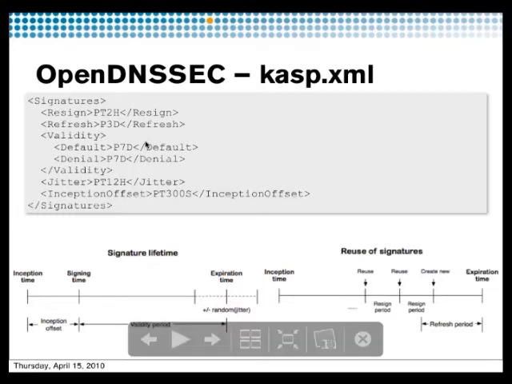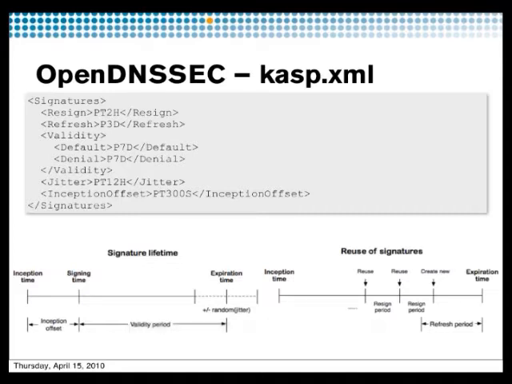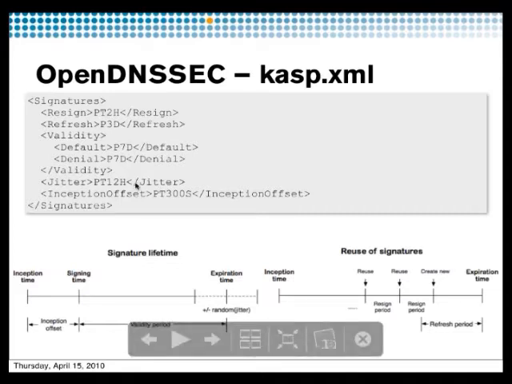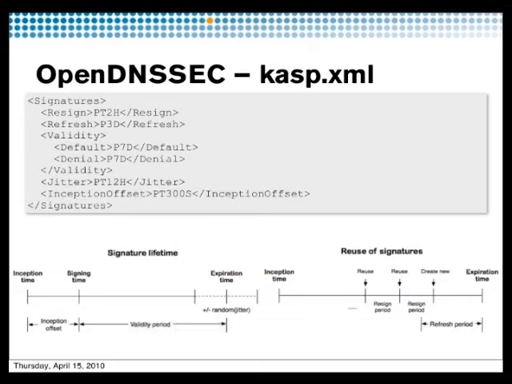But you probably will have the same dates on this. So then you have that validity period, which is what you see down here. But you can also add something that's called jitter. And jitter is something that you can use if you want to spread the expiration time a little bit, so that all the signatures don't expire at the same time.